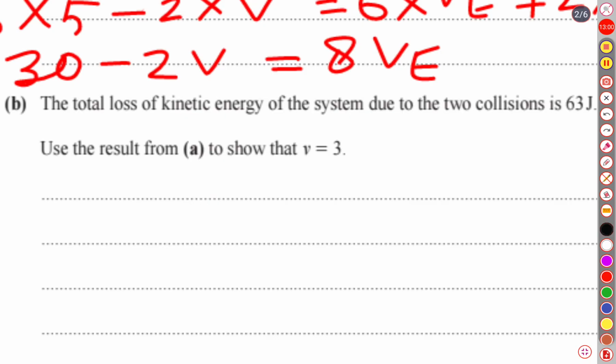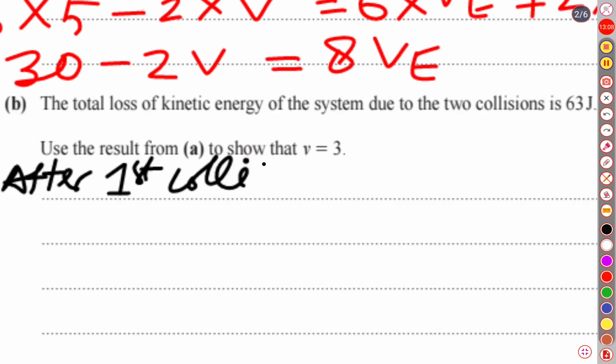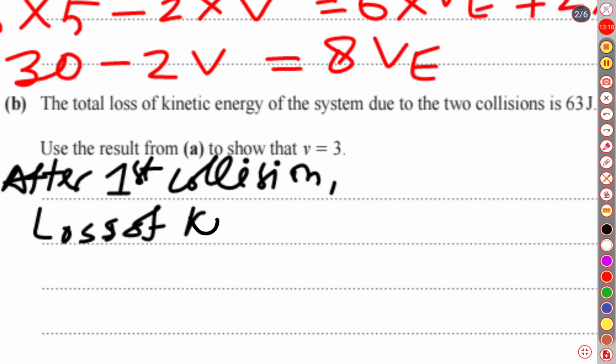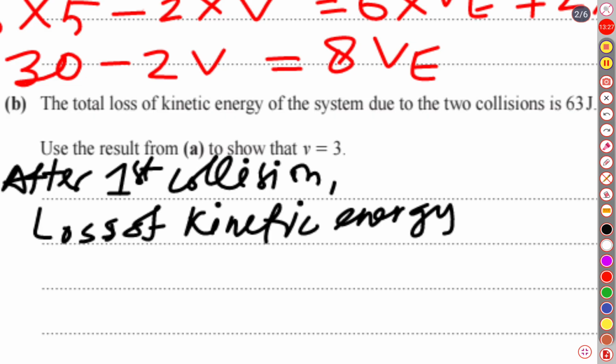So after the first collision, loss of kinetic energy is equal to what?